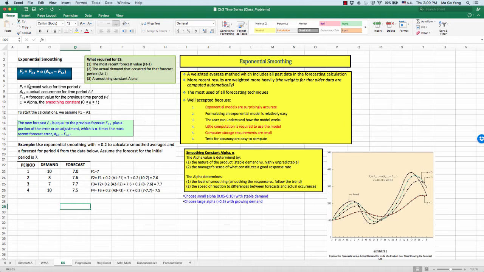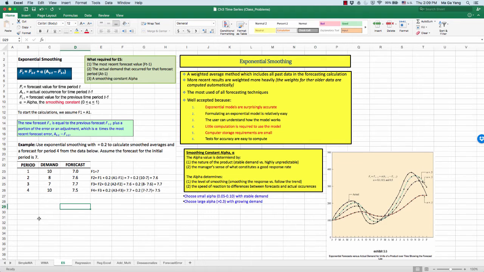Okay, so this is the formula for exponential smoothing. F(t), the current value, equals F(t-1), the previous value, plus the smoothing constant alpha, which is given in the problem, times the forecasting error, which is A(t-1) minus F(t-1), the actual demand minus the forecast value in the previous period.